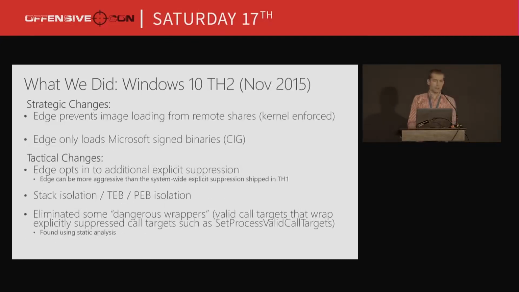And then later in 2015, because with Windows 10 we now ship multiple Windows releases per year, we made some more changes. This is where we first started implementing our image load restrictions pillar of our strategy. What we did here was, one, Edge will now only load binaries that are signed by Microsoft. And two, Edge will not load any binaries that come from a network share. And both of these are enforced by the kernel.